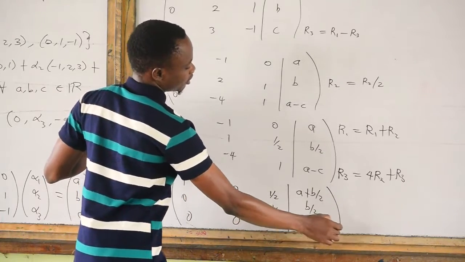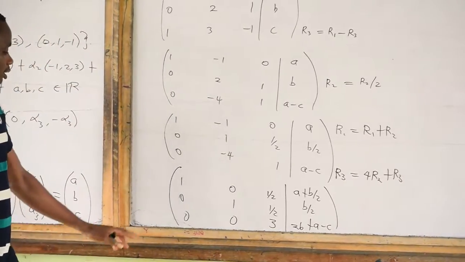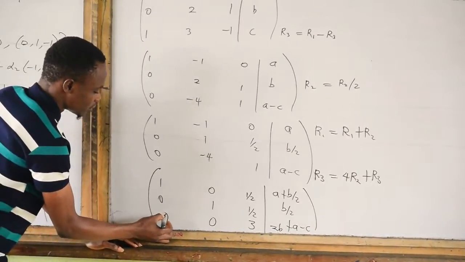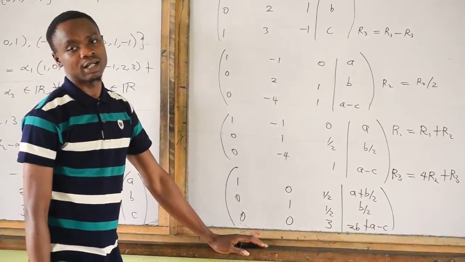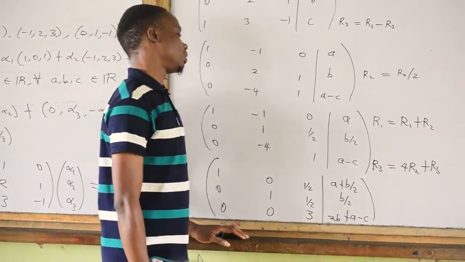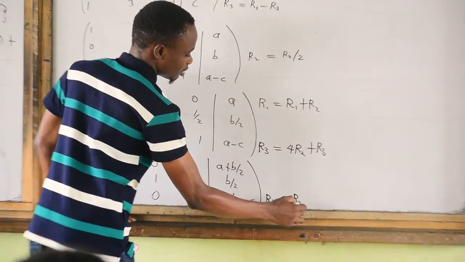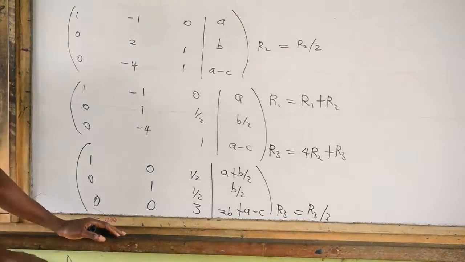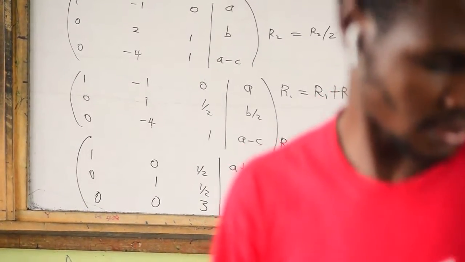Is that clear? Alright. Then the next thing is to move to the last row. On the last row, the first non-zero element is 3. We want to make it 1, so we divide by 3. Is that clear? To make it 1, we divide it by 3. So I'll say that R3 is equal to R3 over 3. So with that, we will obtain this result.